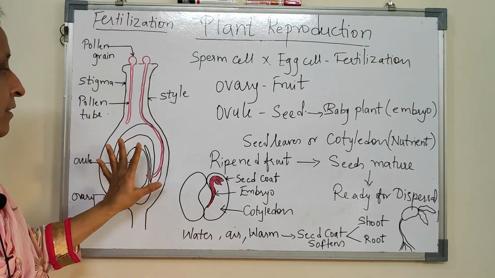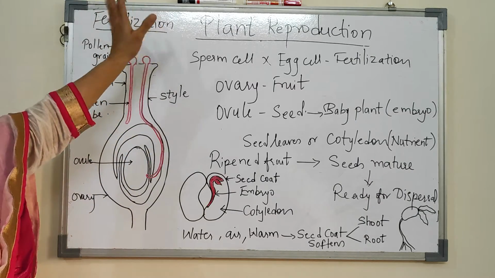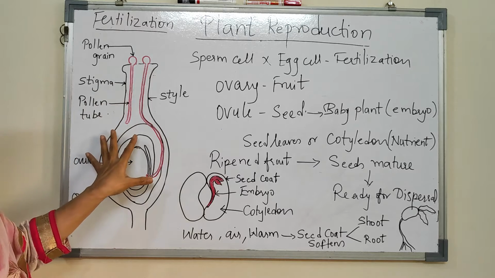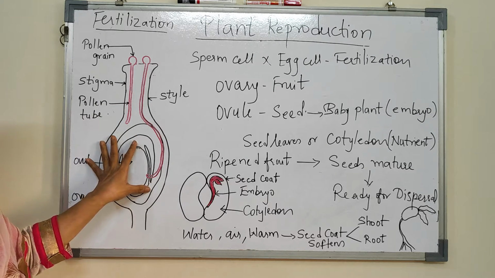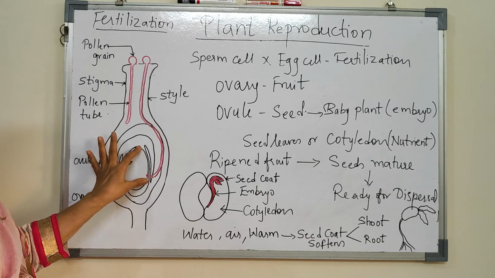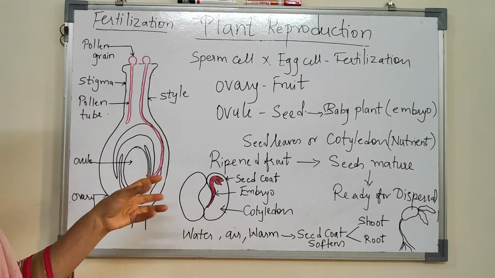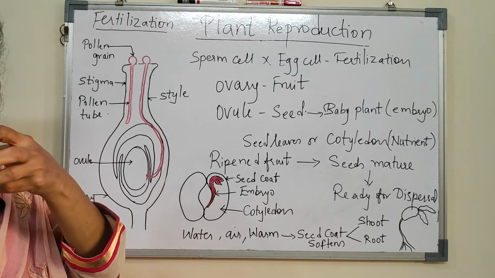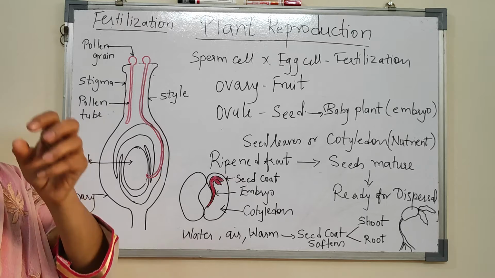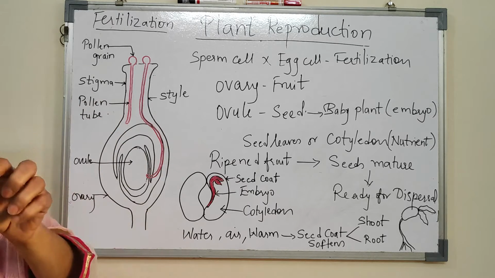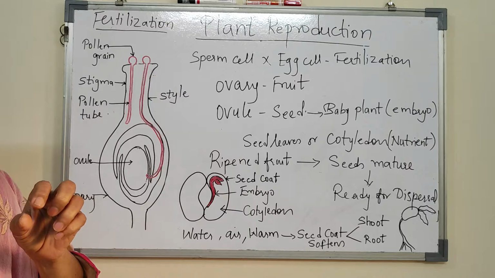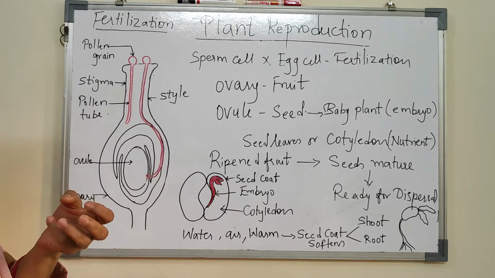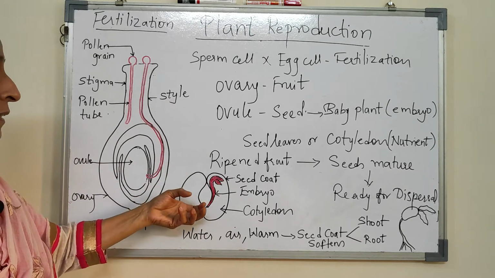So now fertilization has taken place. What will happen? Whatever the corolla, sepals, all will go away. Now this will form a seed. Ovule will form a seed, and ovary will form a fruit. So now you have the ovary, that is the fruit, and inside the ovary is the seed. Inside the seed is the embryo. Now this embryo is present inside the seed. It will give rise to a new plant.